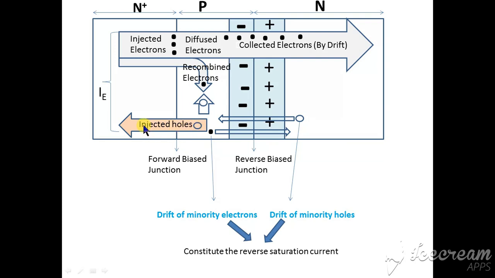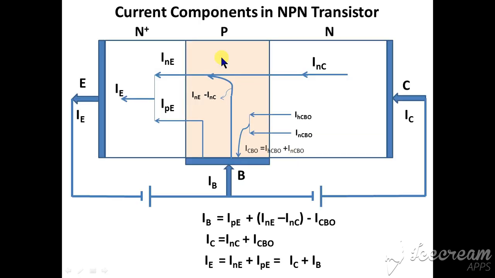also diffuse into the emitter side, and these injected electrons and holes constitute the total emitter current. And these are the minority holes in the n side, and this is the minority electron in the p side. These minority charge carriers, hole and electron, very easily drift through this collector base reverse bias depletion region electric field, and the flow of these minority carriers constitutes the reverse saturation current.